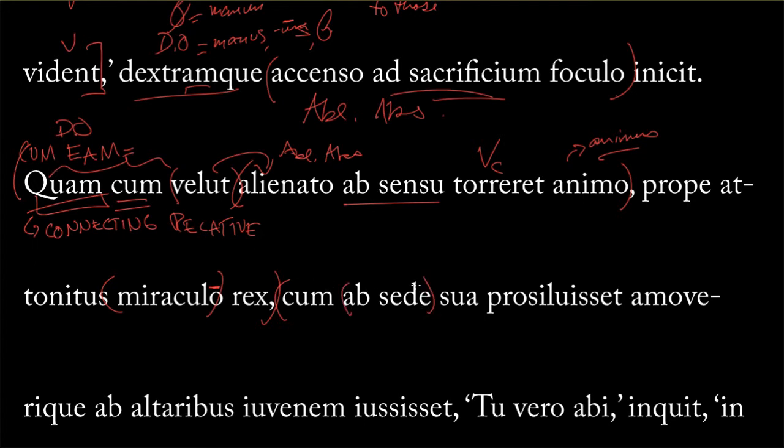So the king is thunderstruck, and so that when we have this first cum clause, and we get another one, cum ab sede, so from his seat, and we know it's his seat because we have that sua there. So ab sede sua prosiluisse, so a nice pluperfect subjunctive that we're used to having. And in this case, in these situations, it really just means a past tense verb. So jumped out. So the king, so from his seat he jumped out.